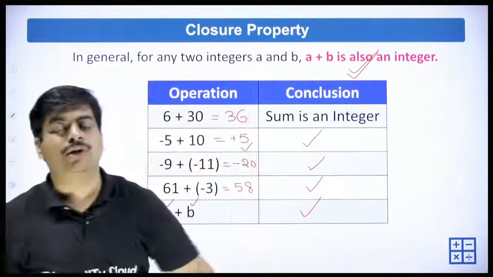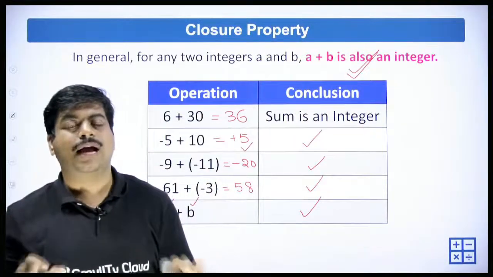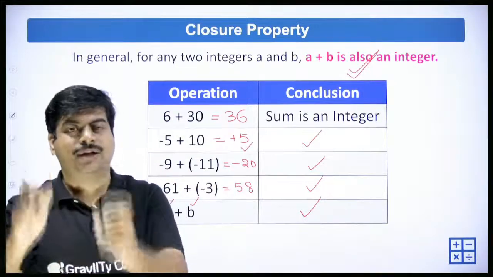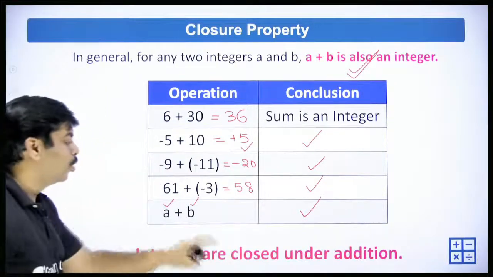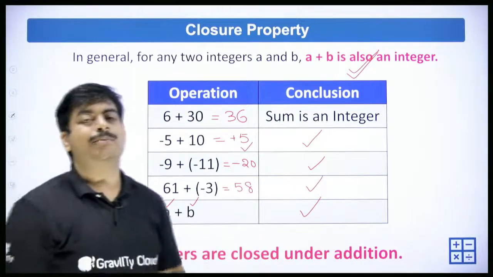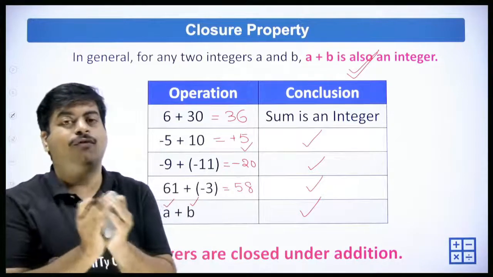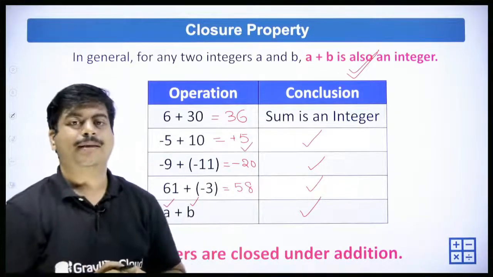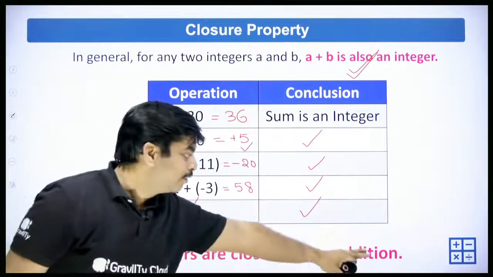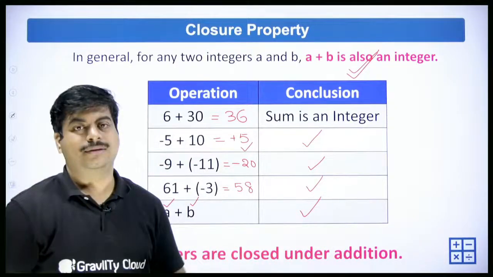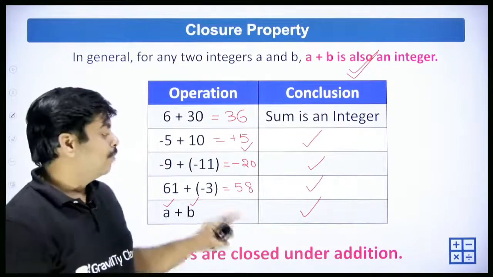So how can we conclude this? We can conclude that integers are closed under addition. That means they're obeying the closure property, they're following the closure property when we are operating under addition, when we are adding numbers. So this is all about addition.